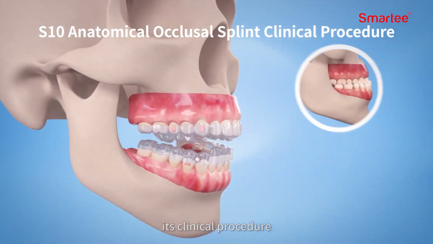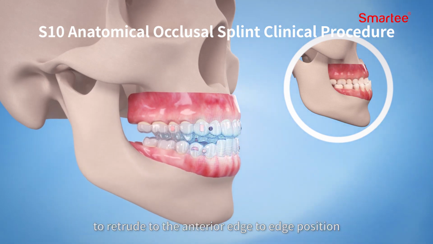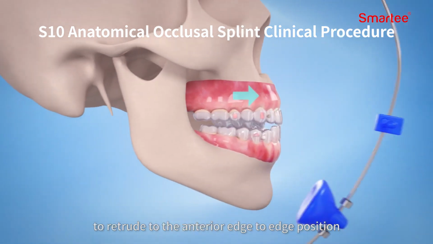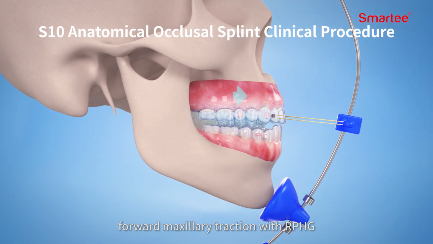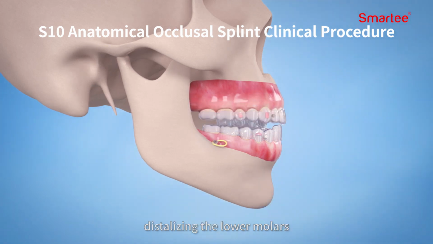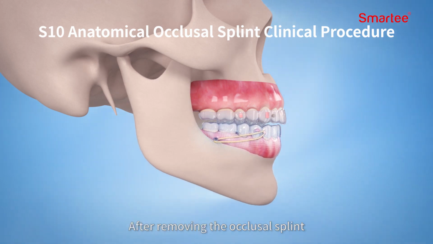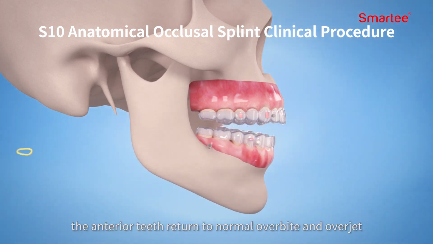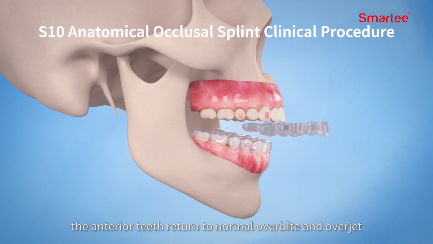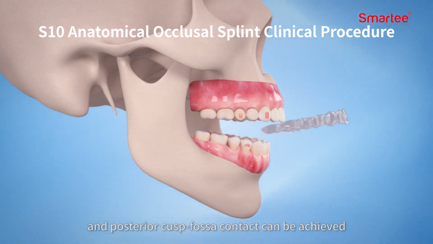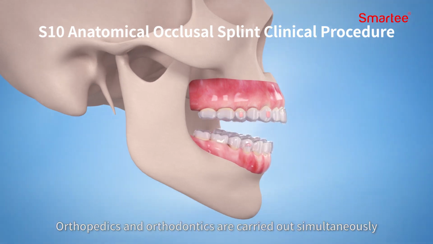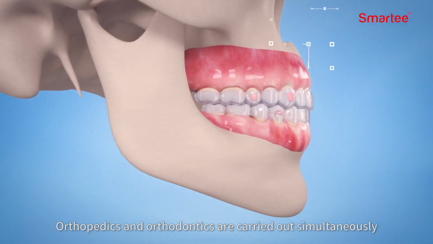Its clinical procedure includes forcing the mandible to retrude to the anterior edge-to-edge position, forward maxillary traction with RPHG, distalizing the lower molars and moving backward the whole lower dentition. After removing the occlusal splint, the anterior teeth return to normal overbite and overjet, and posterior cusp fossa contact can be achieved. Orthopedics and orthodontics are carried out simultaneously.